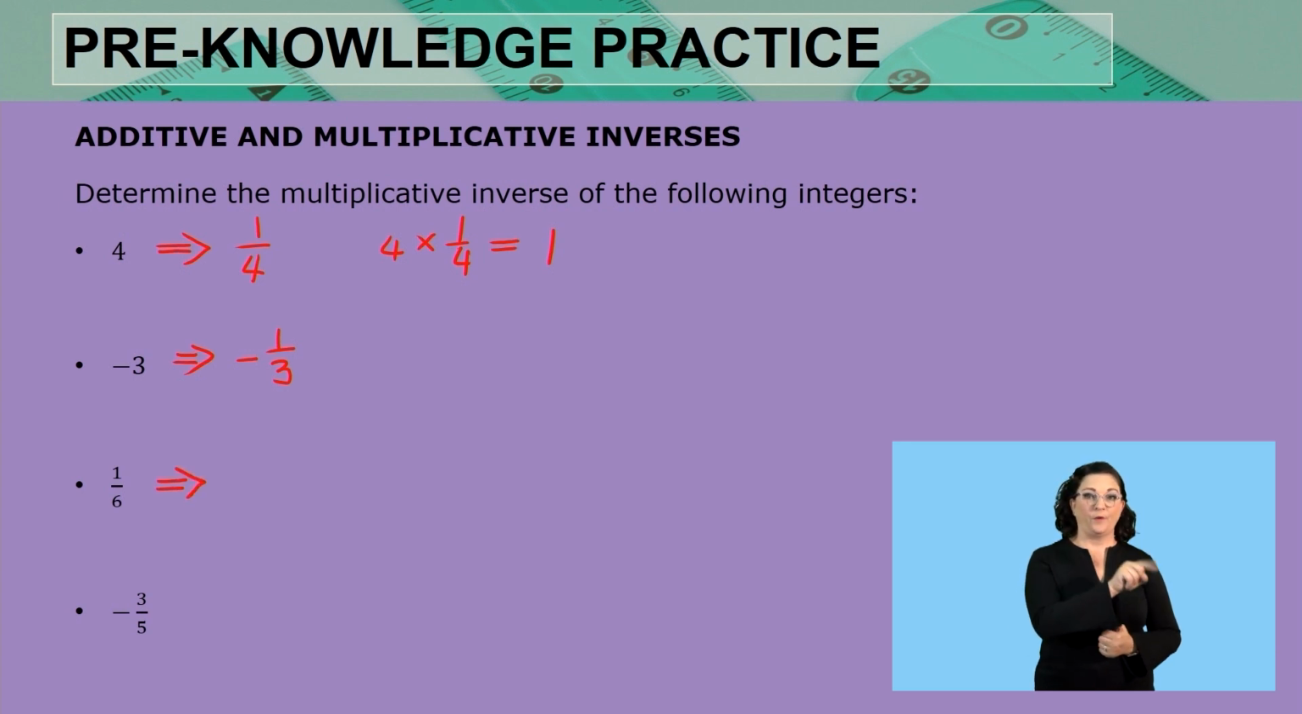The multiplicative inverse of 1/6 is going to be 6, because 1/6 multiplied by 6 will give us a 1. And then what about negative 3/5? Again, the multiplicative inverse has to give us 1 here. So a negative 3/5, if we were to multiply that with a negative 5/3, then we know that our answer there is going to be a positive 1.